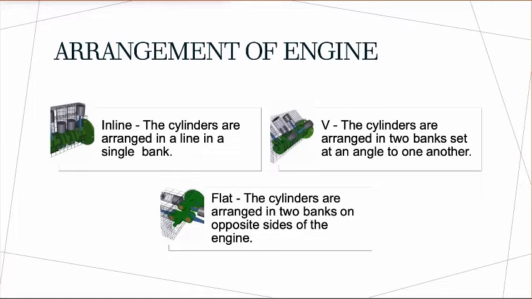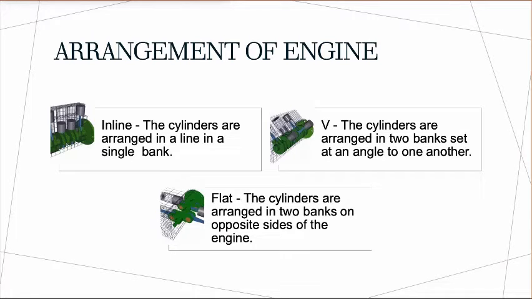And there are 3 arrangements which may be used for an engine. The first one is the inline engine. This is where the cylinders are arranged in a single row, one behind the other, and they may be vertical as in most modern light vehicles, horizontal as used in coaches where the engine is positioned under the floor, or inclined at an angle to allow for a lower bonnet line.